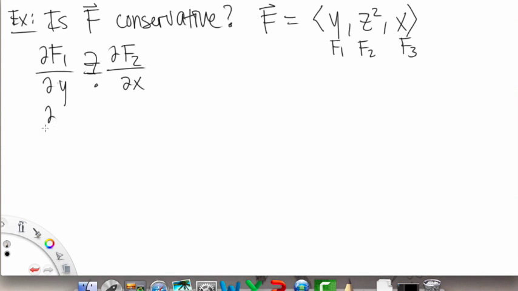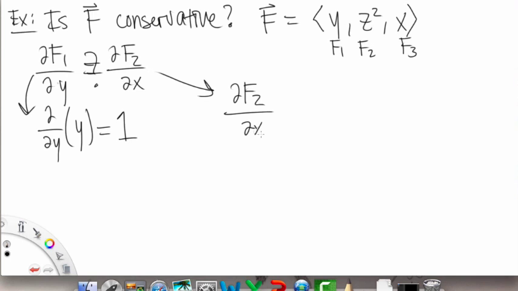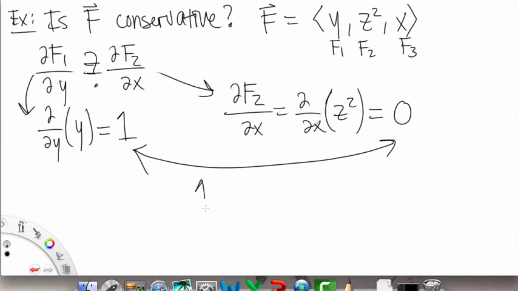So let's do the first one. So we have partial with respect to y of f1, which is y. So that's going to just be equal to 1, right? And now let's do the partial of f2 with respect to x. So that would be partial with respect to x of z squared. Sorry if you hear a dog in the background.